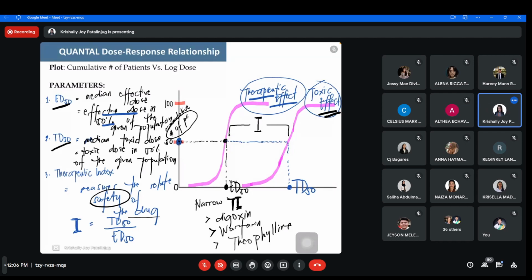Okay? Sige. Let's try to apply this. Ito lang din yun.